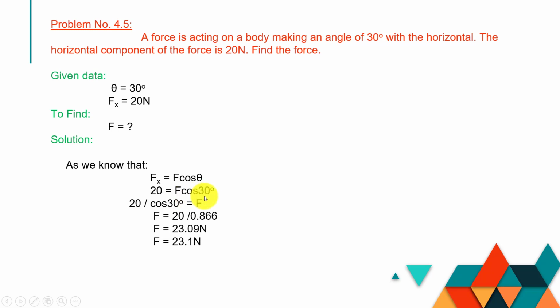On the right hand side, the cos 30 degree divided by cos 30 degree will be cancelled out, and we get F, which is equal to 20 divided by cos 30 degree. By solving cos 30 degree, we get F equal to 20 divided by 0.866. Here 0.866 is the value of cos 30 degree.